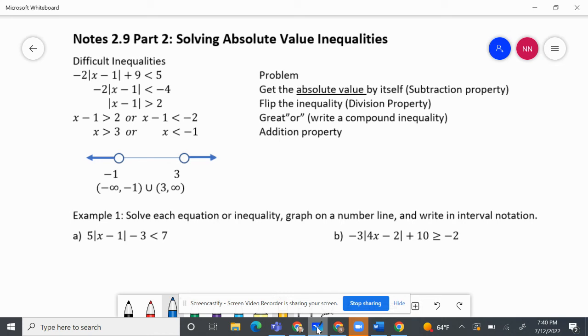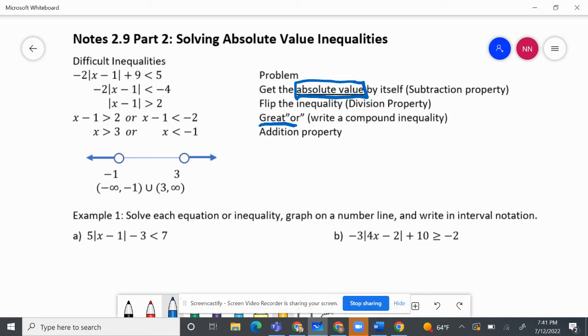What we're going to do is we're going to solve absolute value inequalities. These are a little bit more difficult than the ones we were working with last time. The goal for this one is to first get the absolute value by itself. Once we get the absolute value by itself, then we can write the or statement or the and statement. We separate it, and then we solve both of them.